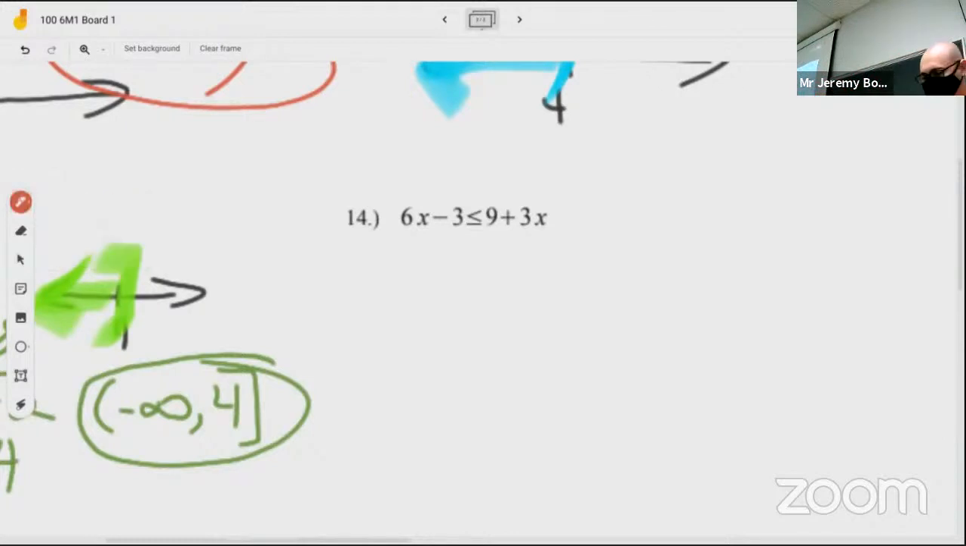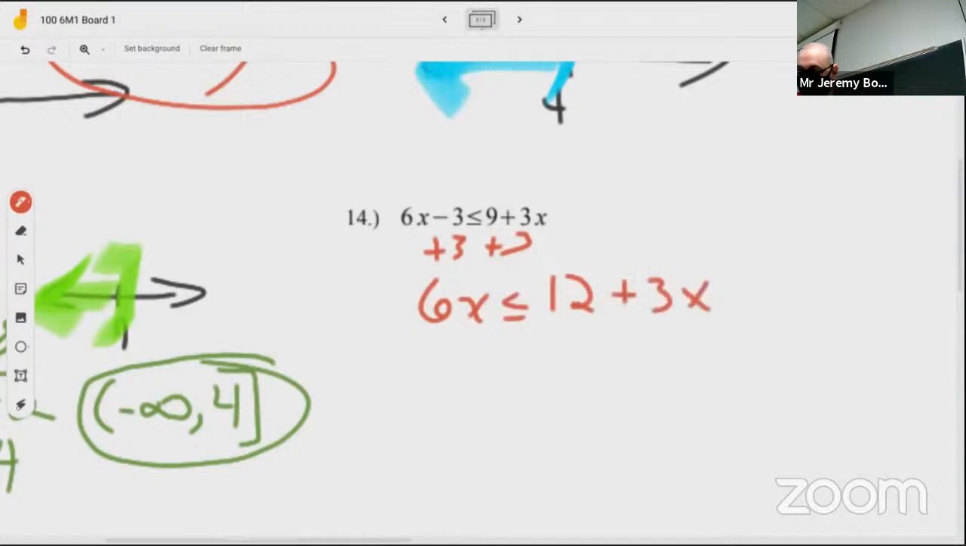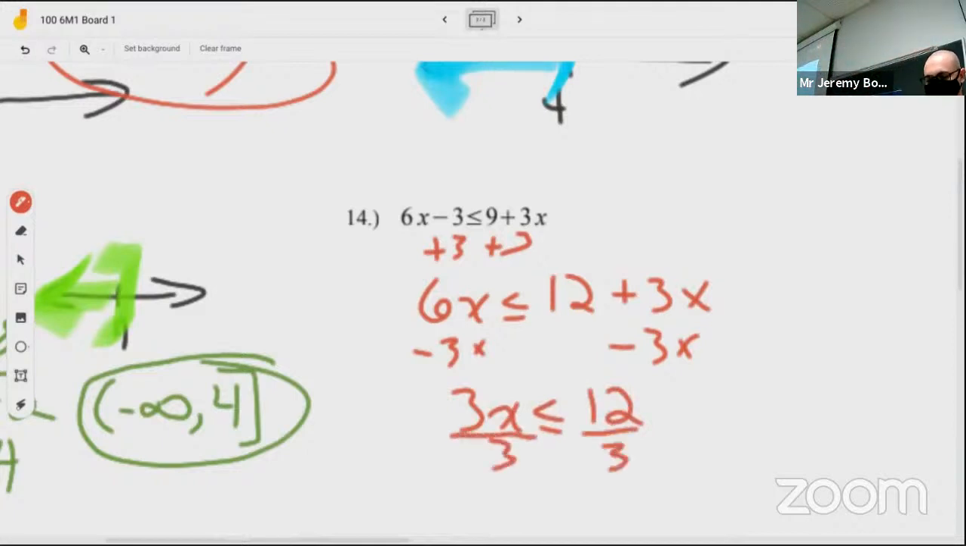So what do y'all want to do first? Okay, we'll add 3 to both sides. So that's going to give us 6x less than or equal to 12 plus 3x. Now I'm guessing you subtracted the 3x? Yeah. That would get all my variables on the left-hand side, all my constants on the right already. So I have 3x less than or equal to 12. We didn't have to change the sign, we're just subtracting stuff, and then we'll divide by positive 3. So x is going to be less than or equal to 3.